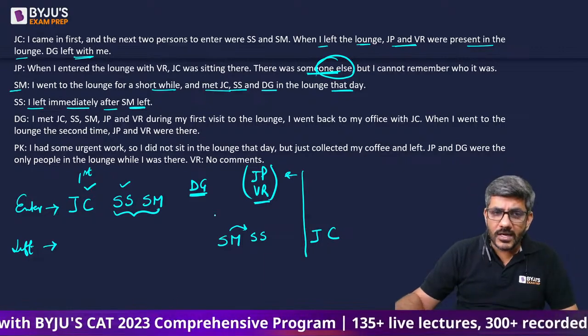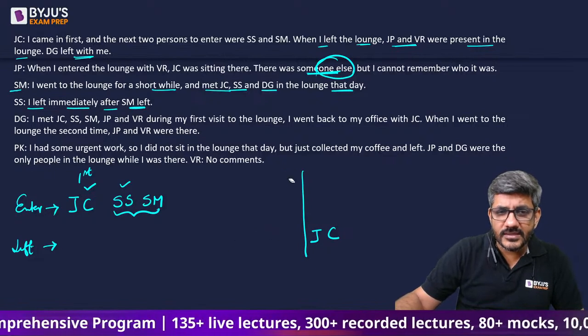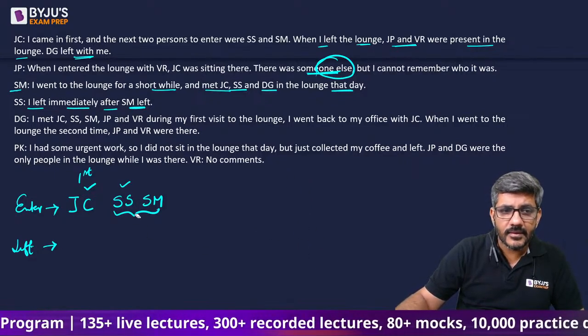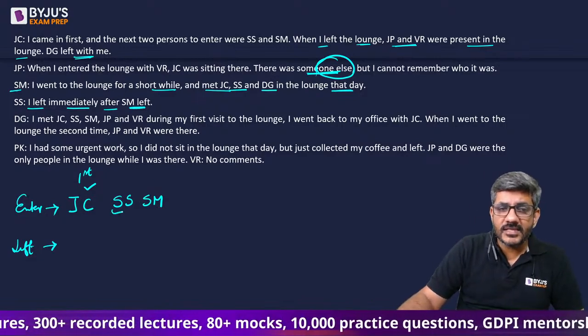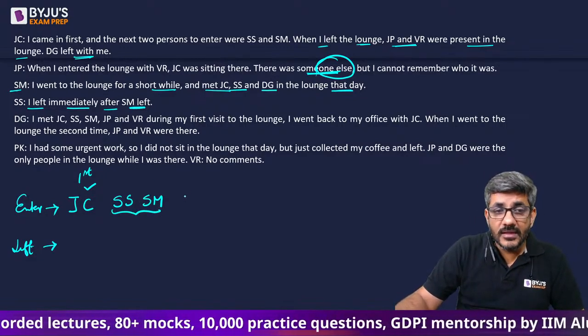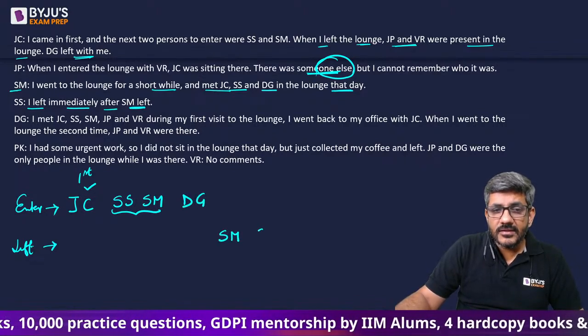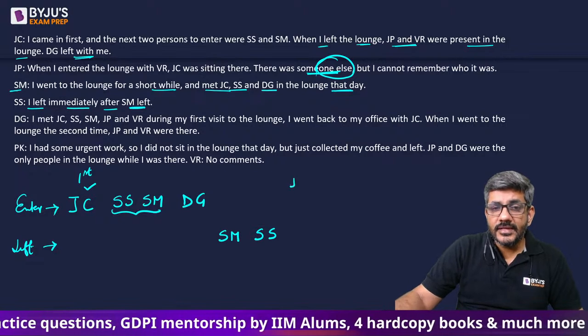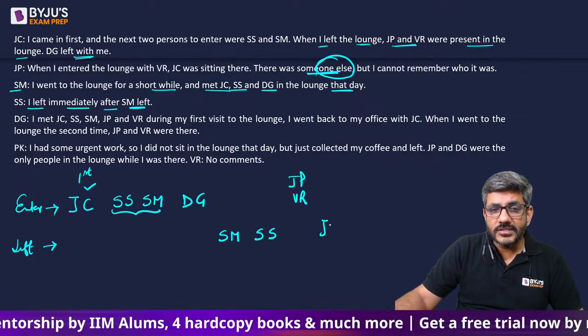तो अब मैं इसको थोड़ा सा बेहतर तरीके से एक बार लिख देता हूं। So the situation is something like this, right? JC would have come first. After JC, SS and SM came in any order. Then DG came. Then SM left. Then SS left. Then JP and VR came. And after that, we saw JC left.